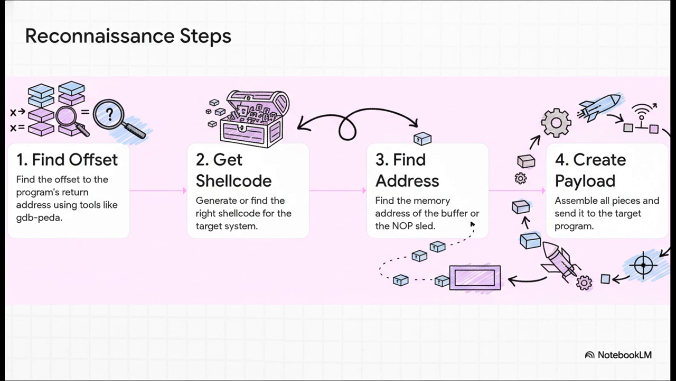First, they have to find the offset. That's the exact number of bytes of junk they need to send to perfectly overwrite the return address. Then they get their shellcode ready. After that, they need to figure out where in memory their payload is going to live. And only then, when they have all those pieces, can they assemble the final weapon.